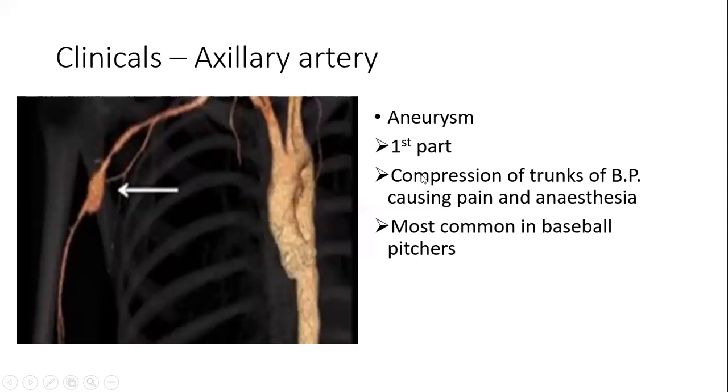When the first part of axillary artery develops aneurysm, it may lead to compression of the trunks of brachial plexus, leading to pain and loss of sensation in the skin supplied by the branches from the trunks of brachial plexus. It is most commonly found to develop in baseball pitchers because they use excessive movement of the arm and also with great force.